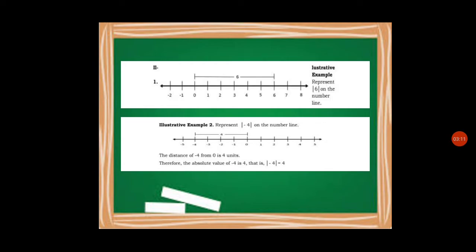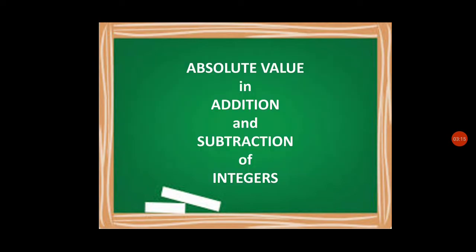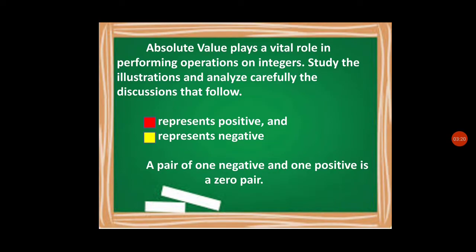Next, we already represented this. Now, absolute value in addition and subtraction of integers. Absolute value plays a vital role in performing operations on integers. Study the illustrations and analyze carefully the discussions that follow. We are going to use the red box to represent positive, and the yellow box to represent negative. That is actually a tile. We are going to call it a tile.